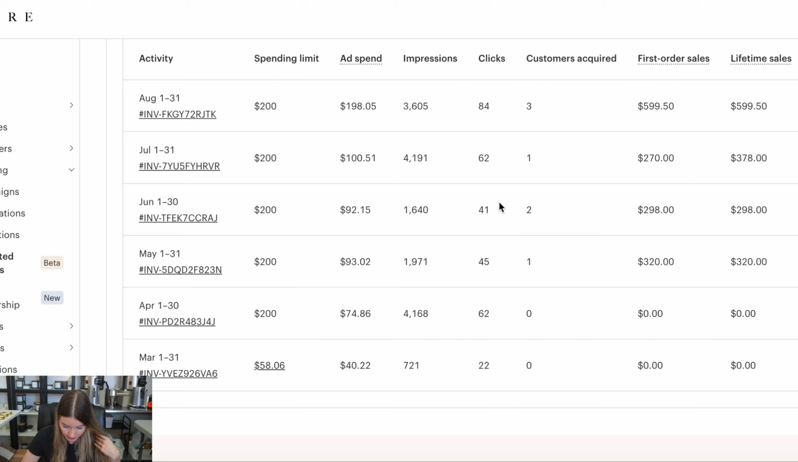These are the impressions. These are the clicks. And these are how many customers we've received and the amount of sales we received from it. As you can see, by the end of April, we had spent over $100 and we hadn't gotten any new customers. Looking at that, you could think, well, this isn't working, so I'm just going to stop doing promoted listings. But I wanted to let it run through and have a longer period of time to analyze the data and have a lot more data to analyze.